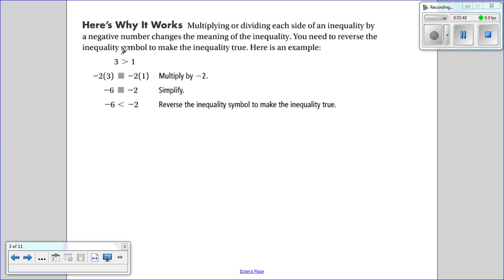Okay. So here we go. We start off with 3 greater than 1, and we're multiplying both sides by -2. So -2 times 3 is -6, and -2 times 1 is -2. So you see what happened is since we multiplied by a negative number, this greater than symbol, oops, I shouldn't put that, that looks like an equal sign. This greater than symbol now switched to a less than symbol. So anytime you multiply by a negative number, you must switch the symbol.